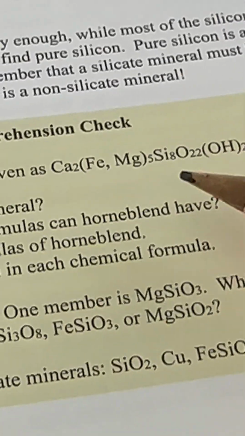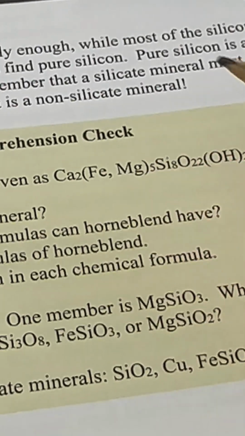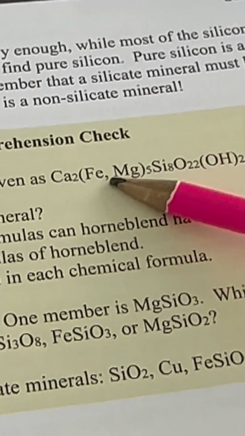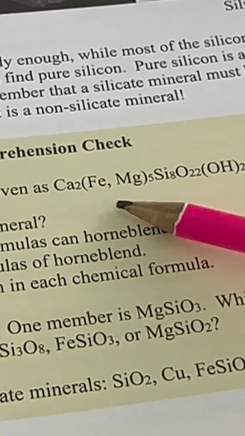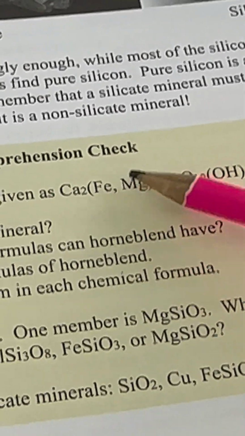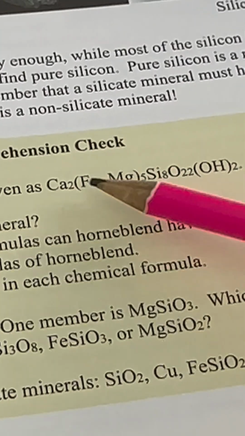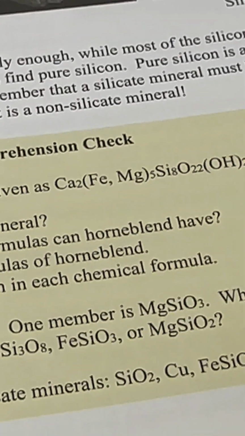So how do you tell the difference between the parentheses if it can be a different chemical formula? You look for the comma. If we see a comma here, then that means it can be either of these, not both of them at the same time, either one or the other in a different type of that mineral.